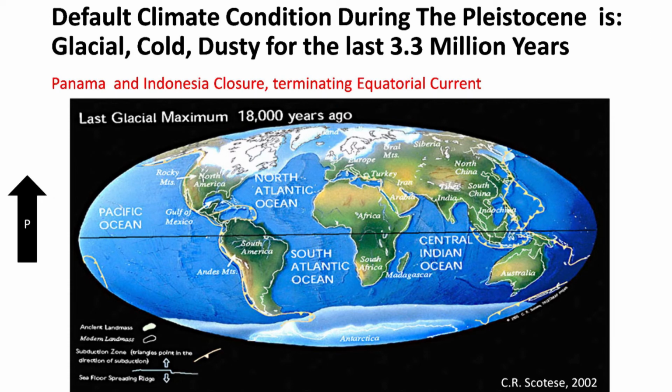Finally, 3.3 million years ago, Panama and Indonesia closed to terminate the equatorial ocean current, the conveyor and accumulator of all that energy. The world's currents are forced now into a whole new configuration, north-south. Northern and southern ice caps expand with the addition of sea ice sheets during peak glaciations.